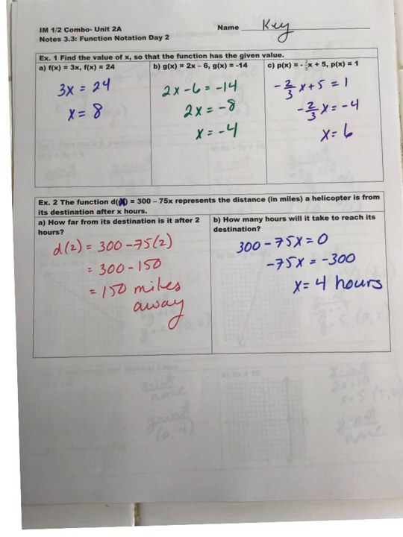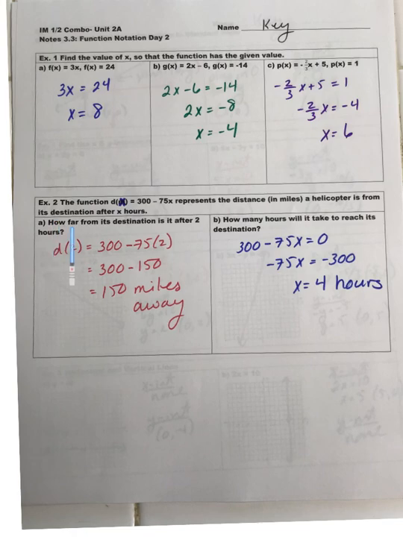All right, and example 2, we always want to model. We want to apply. We want to look at ways that these can be used in real life. So example 2, the function d of x equals 300 minus 75x represents the distance in miles a helicopter is from its destination after x hours. Okay, so it's talking about how far is it from where it's supposed to land? Where is it going to?